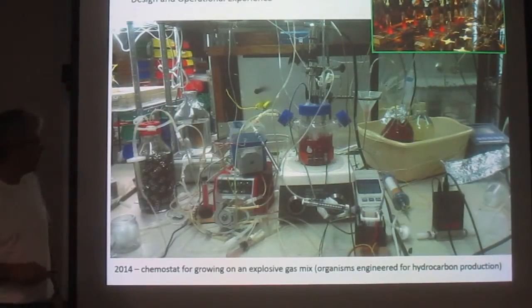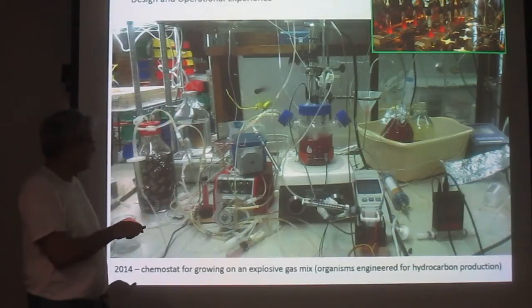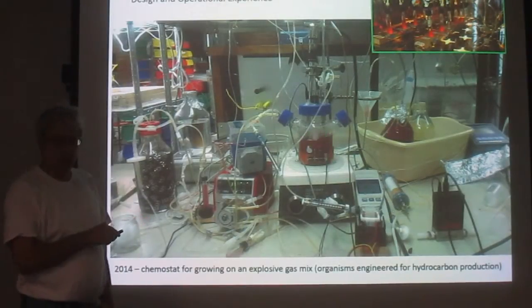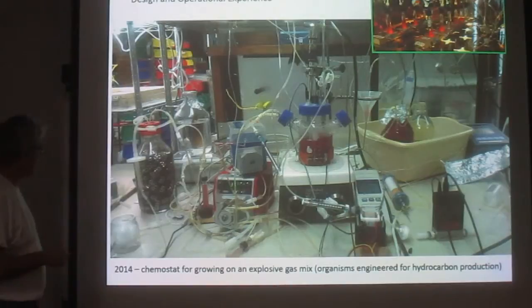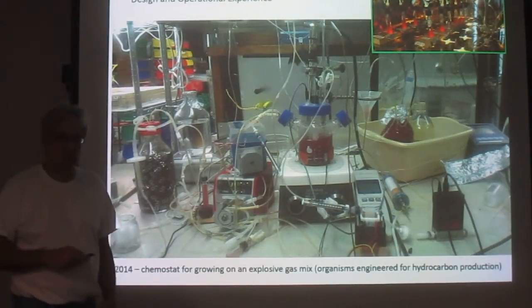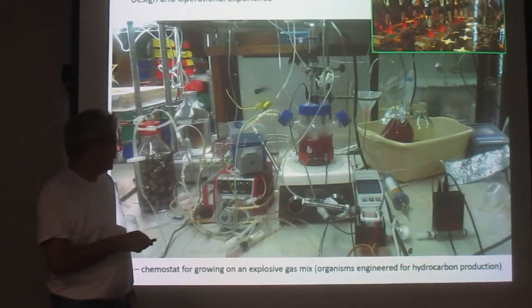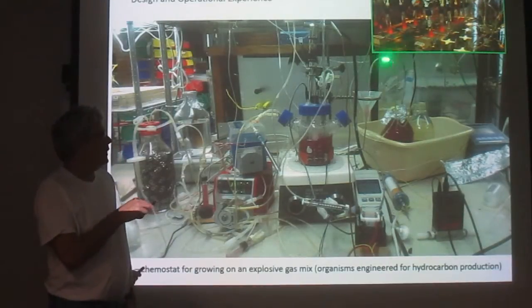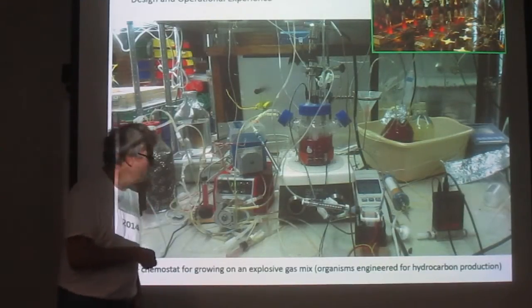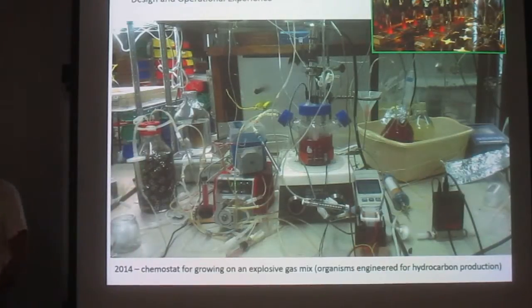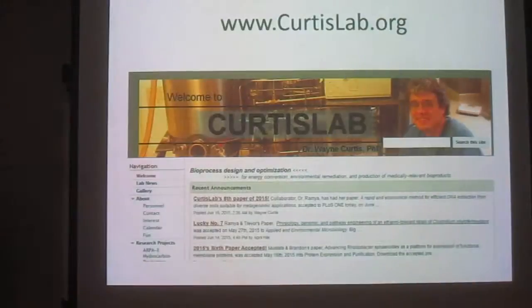Final slides here. This is actually a fermentation we did last year on growing a genetically engineered organism on an explosive gas mixture of hydrogen, oxygen, and CO2. And so it's literally doing photosynthesis, but using hydrogen as the driver. And it gives you some idea of the complexity of some of the systems that we tend to set up that are related then to this process of characterizing organisms and doing process development. These are all basically biofuels related projects.